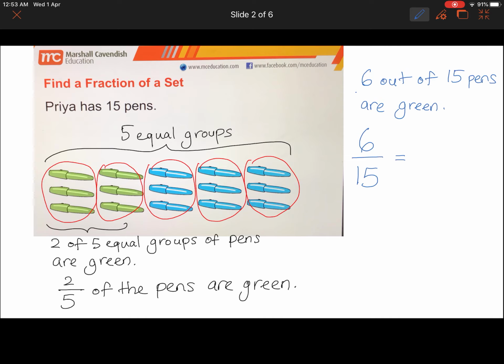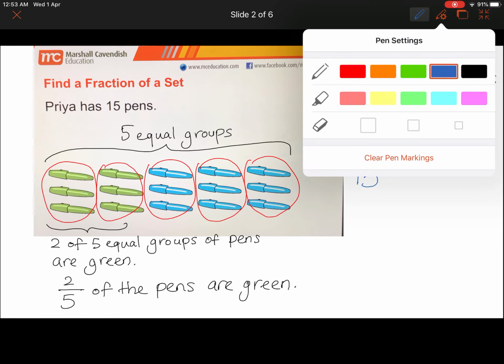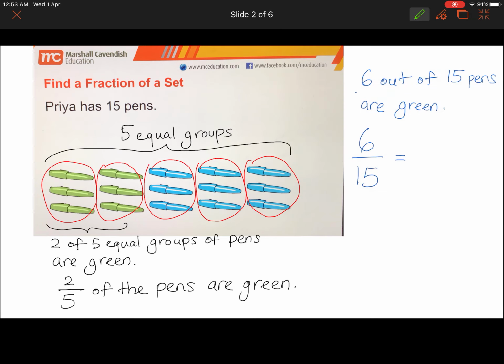However, we always express our fraction in its simplest form. So let's change this to its simplest form. Divide by 3, divide by 3. And this will give our answer to 2/5, which is similar to what we found. So this means to find fraction of a set is actually to find the simplest form of the fraction.